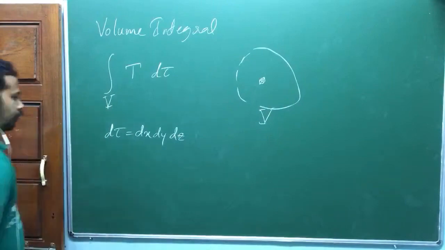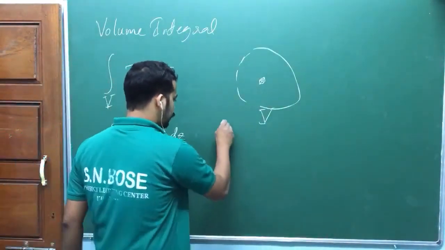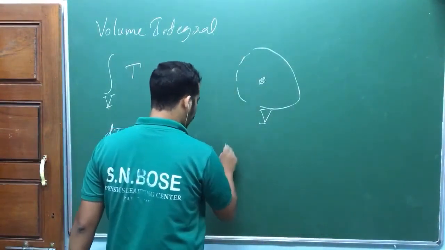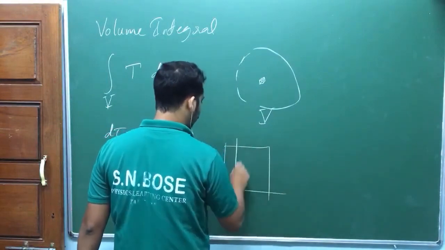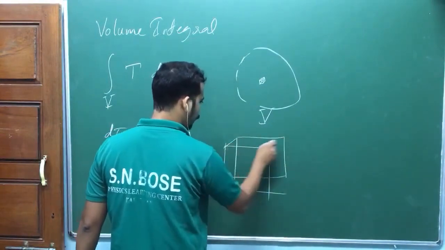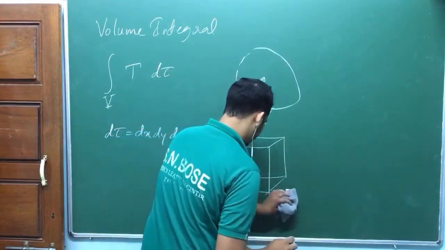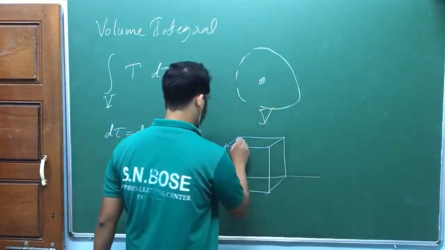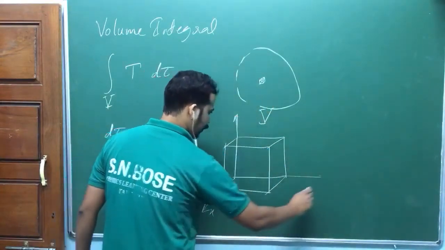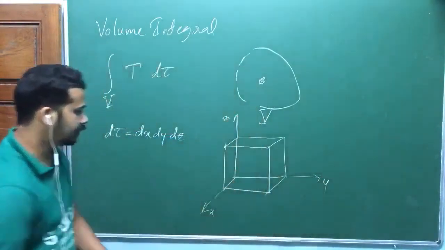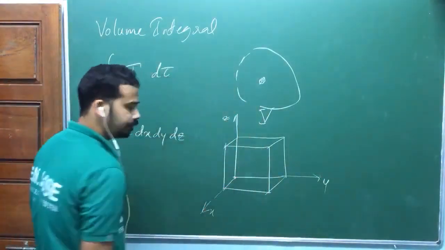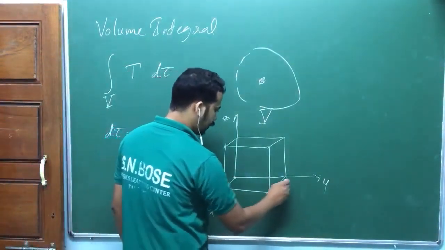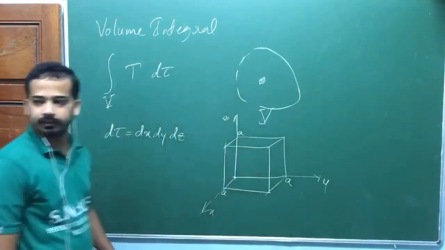Now look here, let me give you one simple example. How does this volume integral work actually? Let me take some scalar field, and let me integrate over a cubical region. X, Y, Z here. Let me integrate over a cubical region. This is the origin. Now suppose this cube is of side A. Is that okay? Cube is of side A.